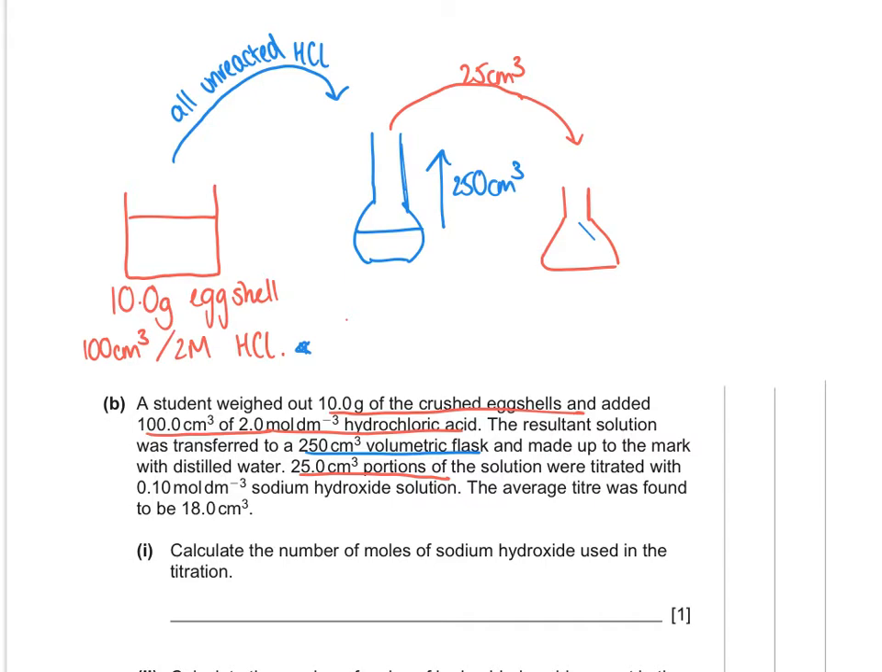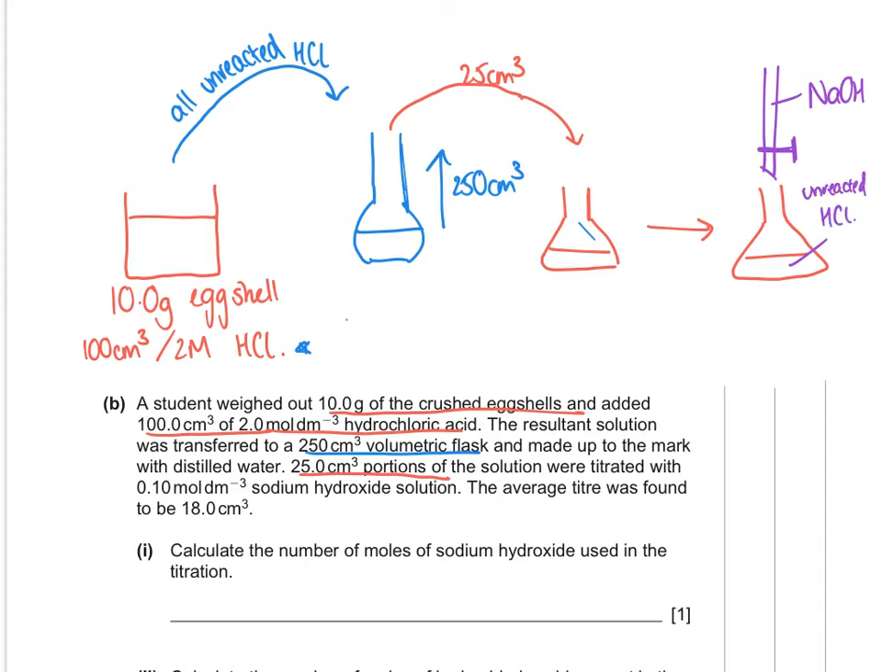Okay, that is then titrated against your sodium hydroxide. And this is where your calculation will start. It always starts with the titer of your standard solution. So in here I've got my sodium hydroxide, and in here I've got my still unreacted HCl, but not all of it, just a 25 centimetres cubed portion of it.